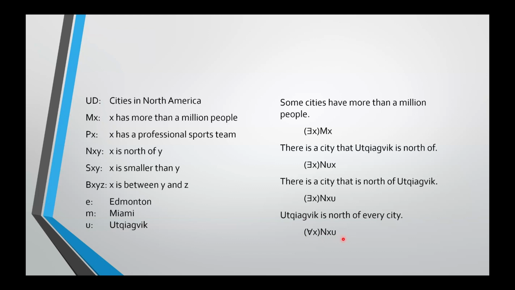And the reason is that the universal quantifier, remember, says that this here is true of every object in the universe of discourse. So what this says is that Utqiagvik is north of every city in North America. And the problem is Utqiagvik is a city in North America, which implies then that if this were to be true, Utqiagvik would have to be north of itself, which isn't possible. So this is actually false.